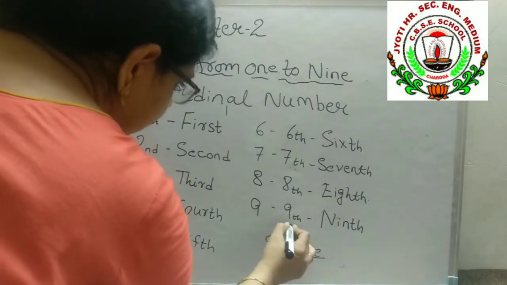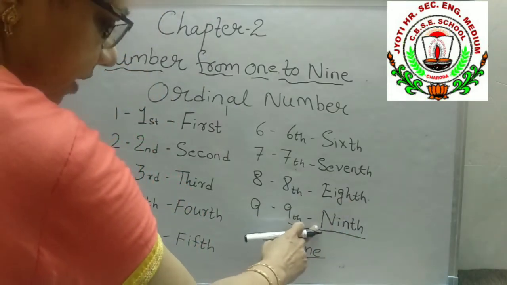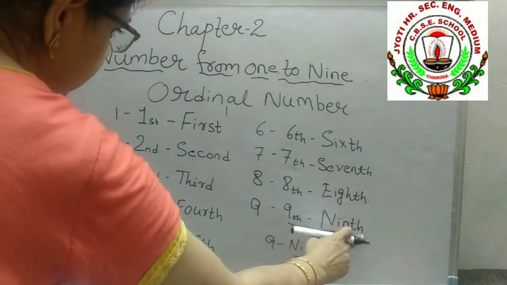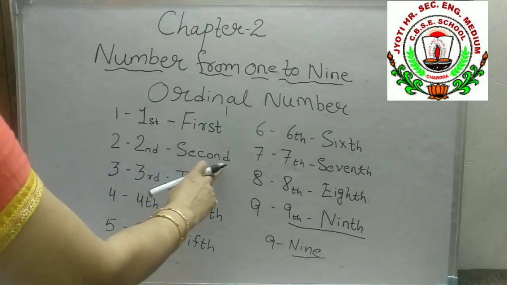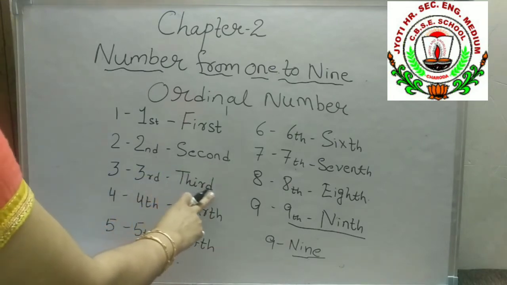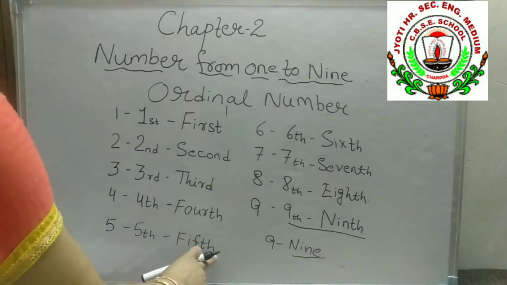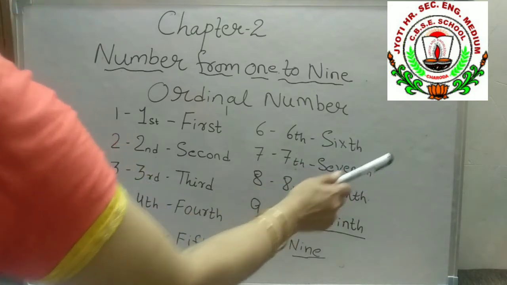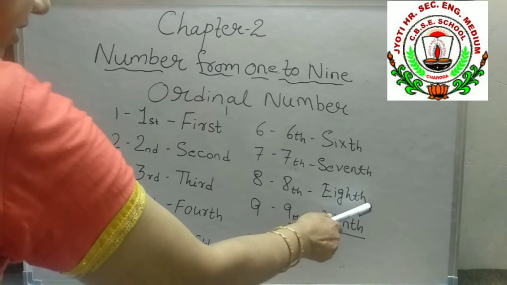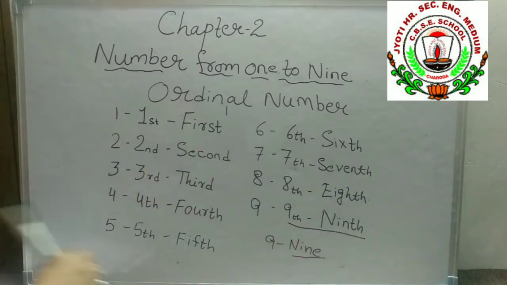But when we are writing the ordinal number, we are not writing E here. So, what is the spelling of ninth? N-I-N-T-H, ninth. F-I-R-S-T, first. S-E-C-O-N-D, second. T-H-I-R-D, third. F-O-U-R-T-H, fourth. F-I-F-T-H, fifth. S-I-X-T-H, sixth. S-E-V-E-N-T-H, seventh. E-I-G-H-T-H, eighth. N-I-N-T-H, ninth. This is the spelling of the ordinal number, student. Please learn this at your home.